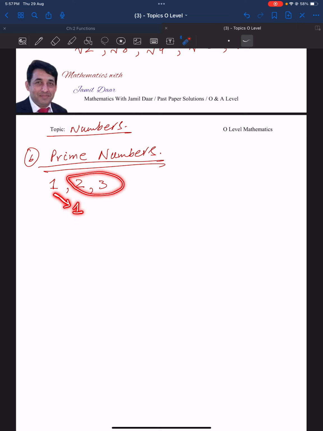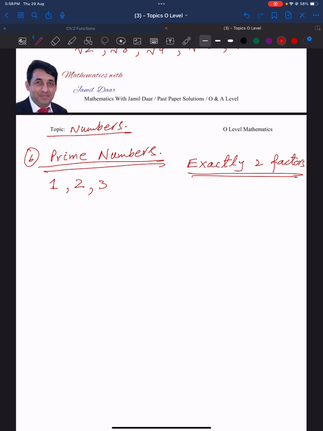So prime numbers should have exactly two factors. That means not more than 2 and not less than 2. So 1 is not a prime number.